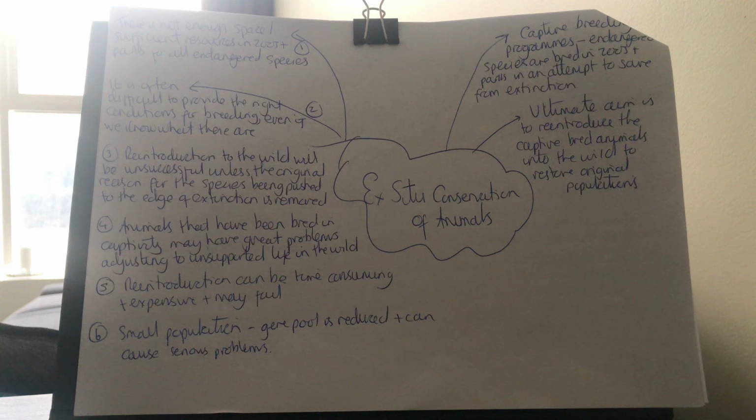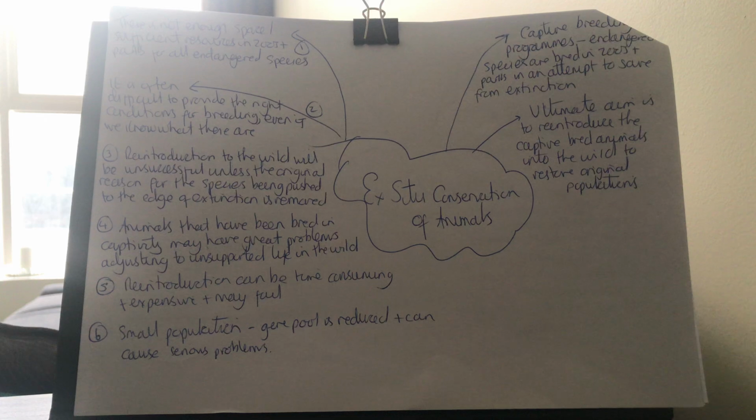And it's often difficult to provide the right conditions for breeding, even if we know what they are. So scientists might know that mating season for a particular bird is during the wet season in their native country. So they could make their display, or where they live, their area, I don't want to say cage, but you know what I mean, their exhibit, they could make it mimic that. They can use water sprays and things to mimic rain.